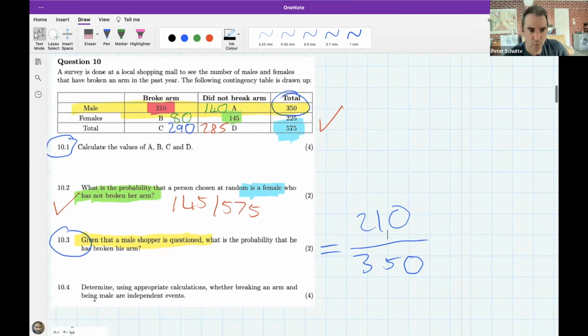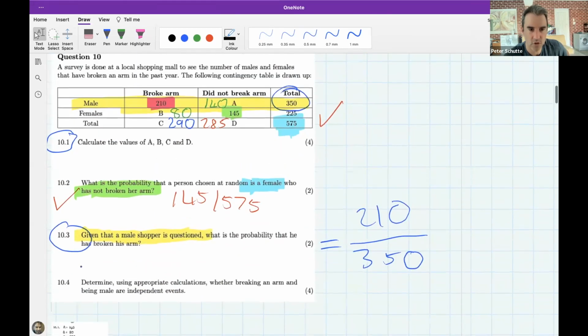Now on to 10.4. I want you to try and tell me, I want you to think of the whole argument. So your focus is determine using appropriate calculations whether breaking an arm and being male are independent events. So that's what I want to know from you. Are they independent events? I leave the calculation to you.